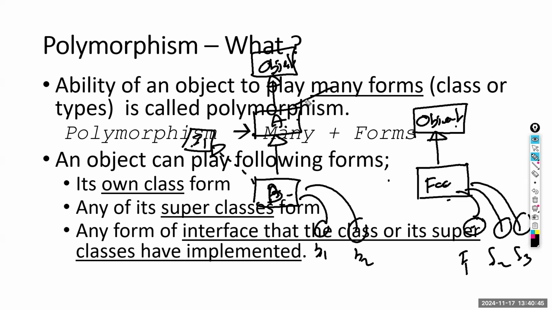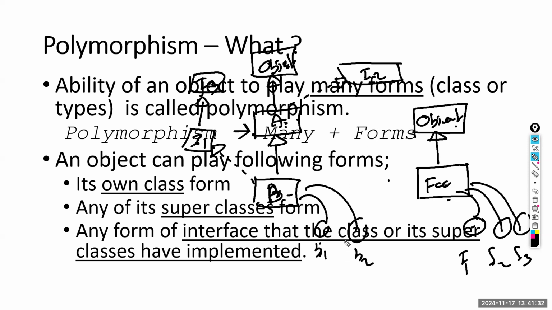If A class has implemented another interface, I2, then my B objects can take B form, A form, object form, I1 form, I2 form. Okay, so be very serious. And there's another thing: if the I1 interface is extended from another interface called, say, I3, then my B object can take the form of B, A, object, I1, I3, I2. Any of those forms can be played by my B object.